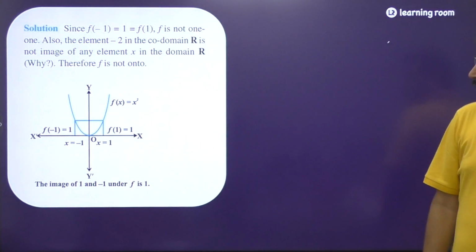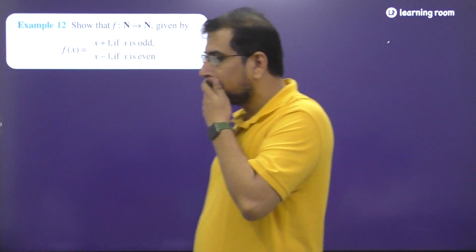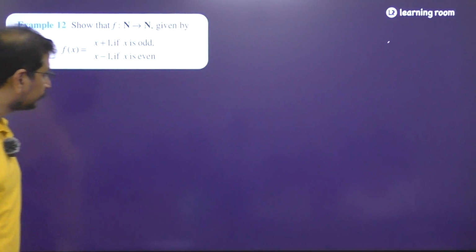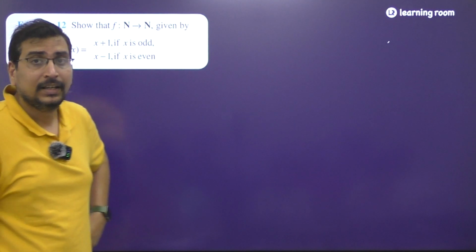Now let's take this. There is a function that is defined from the natural number set to the natural number set. F of x is equal to x plus 1 if x is odd. F of x is equal to x minus 1 if x is even.